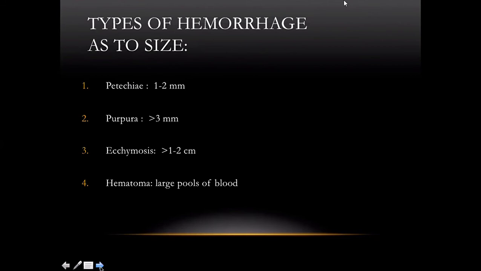Then the types of hemorrhage according to size. If it is 1 to 2 millimeters, it's called petechia or petechiae. If more than 3 mm, it's called purpura. Then if it is more than 1 to 2 cm, it is called ecchymosis. Then a large pool of blood is called hematoma. So in the description in your history and physical examination, the size of the hemorrhage has its own terminology. It depends upon the size.